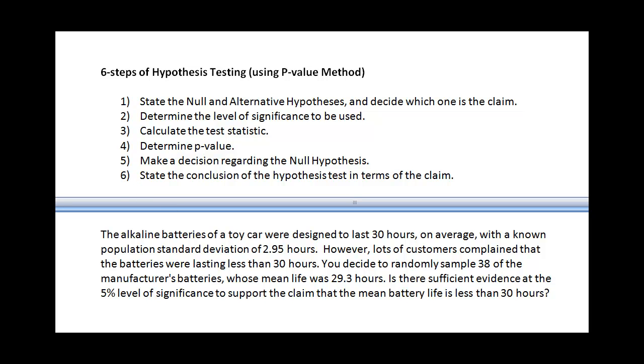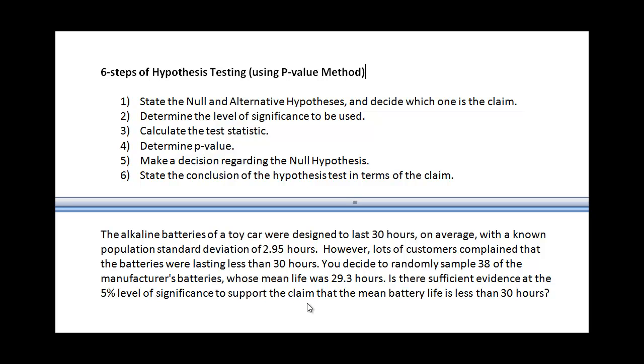All right. Well, first off, what you need to know is we need to state the null and the alternative hypotheses, and I really recommend that you decide which one of those is the claim. And that's important because when we get to step 6, the final step where we state a conclusion of the hypothesis test, we're going to phrase that conclusion in terms of the claim. Okay, so first off, let's state the null and the alternative hypotheses based on this problem you see at the bottom of your screen.